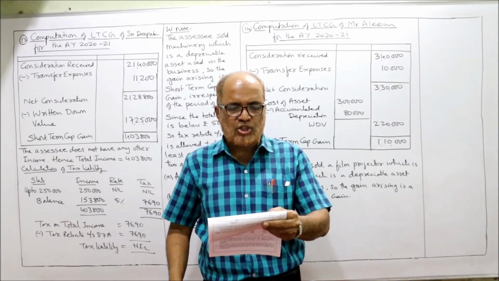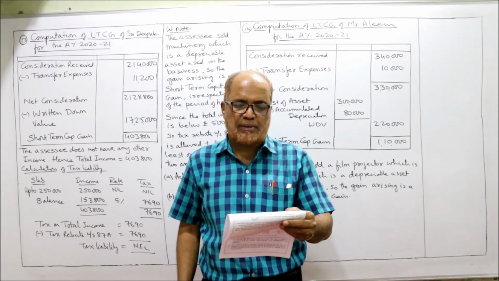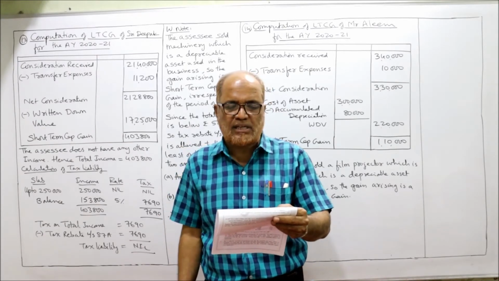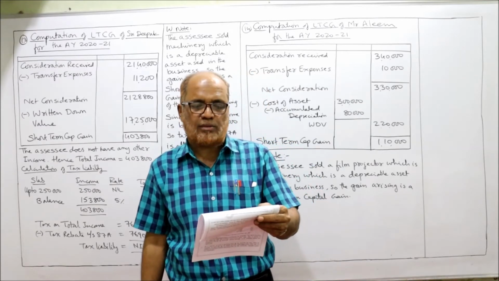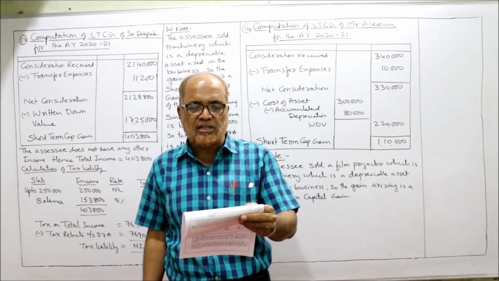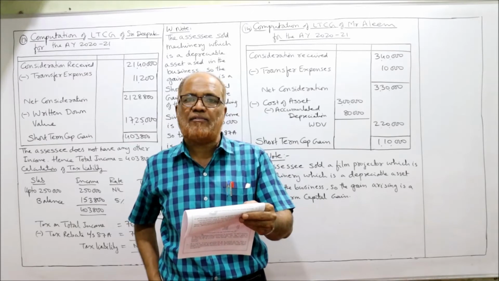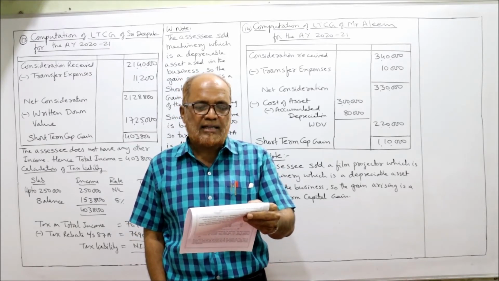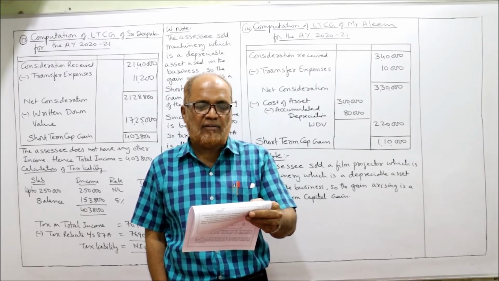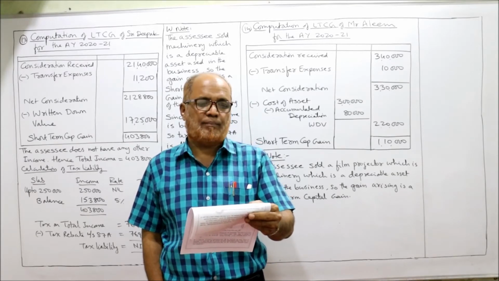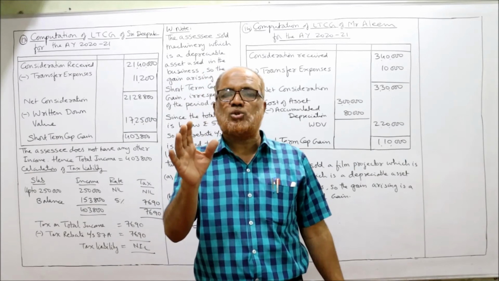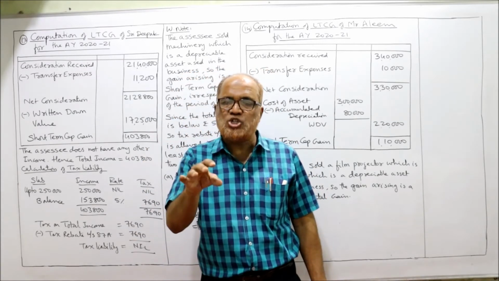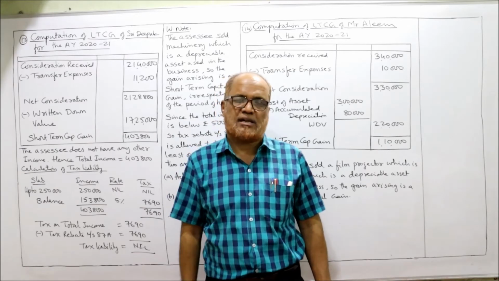Sri Deepak purchased a machinery for business purpose whose written down value at the beginning of the previous year is 17,25,000. During the previous year, it is sold for rupees 21,40,000 and selling expenses are 11,200. Calculate capital gain and tax liability if there is no other income. This assessee has sold a machinery. Remember, a machinery is a depreciable asset according to Income Tax Act.